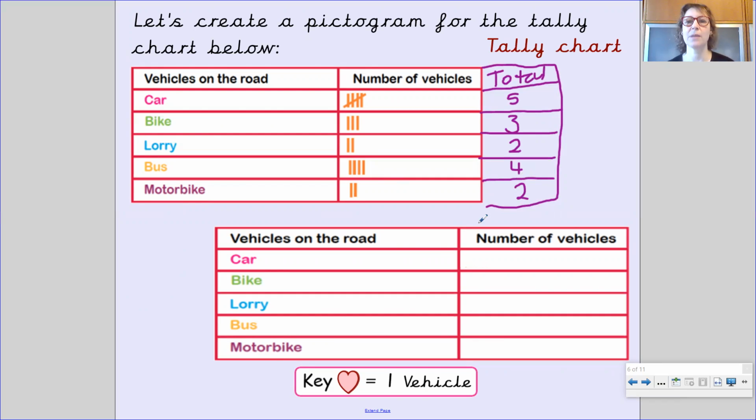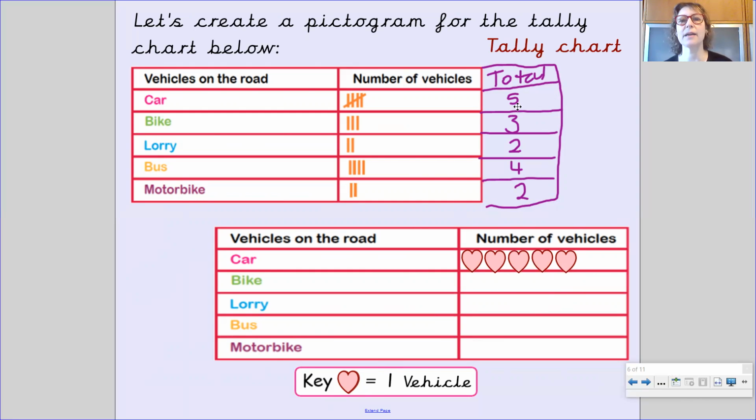So now I'm going to make my pictogram, and I can see from my key that I'm going to use 1 heart for every vehicle. So for cars, how many hearts do I need? I need 5. So I'm just going to do 1, 2, 3, 4, 5. And I'm pleased these are already there for me because I'm really bad at drawing hearts.